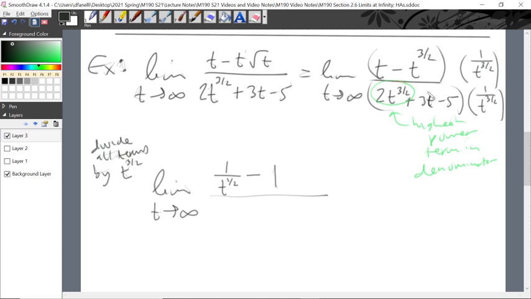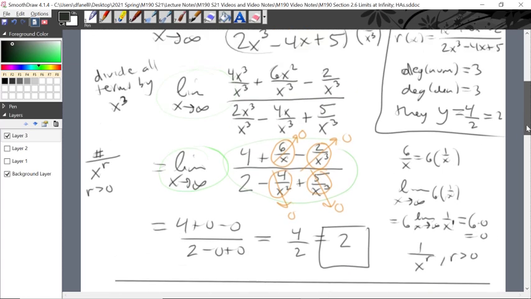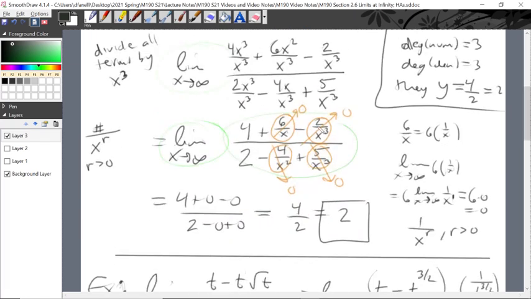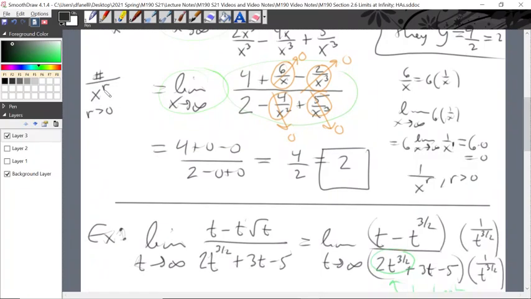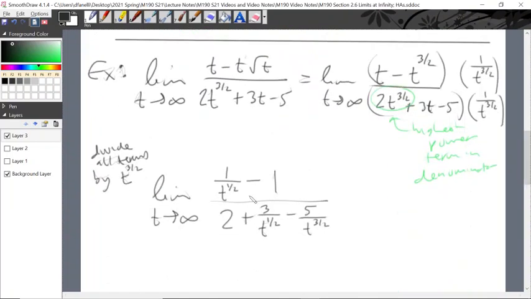Down here we have 2t to the 3/2 over t to the 3/2 is 2, and then plus 3t over t to the 3/2 is 3 over t to the 1/2, or 3 over the square root of t, minus 5 over t to the 3/2. Okay. All right, so now similarly to what we were looking at before, we now have a bunch of terms here where we have finite numbers in the numerator and the variable in the denominator, where the variable is to some rational exponent.